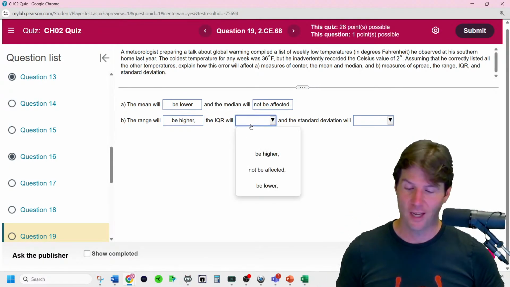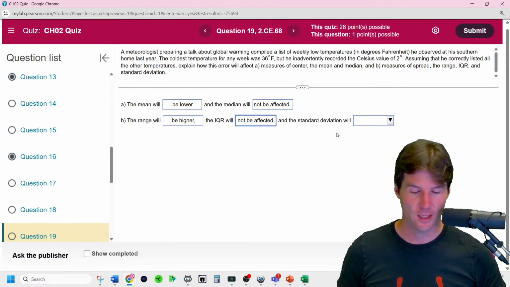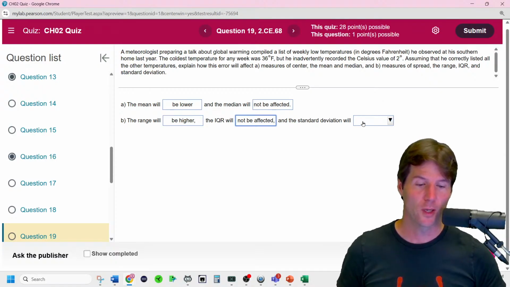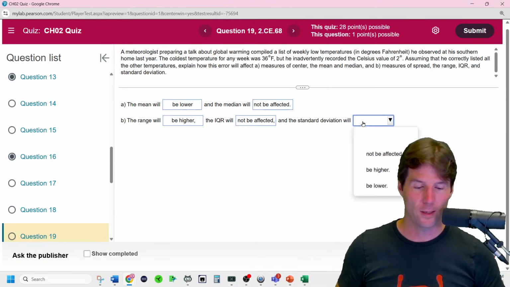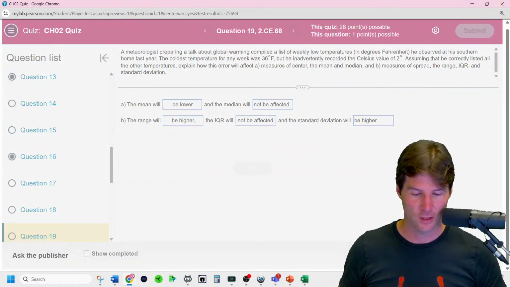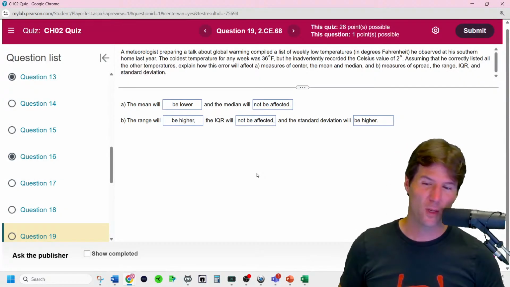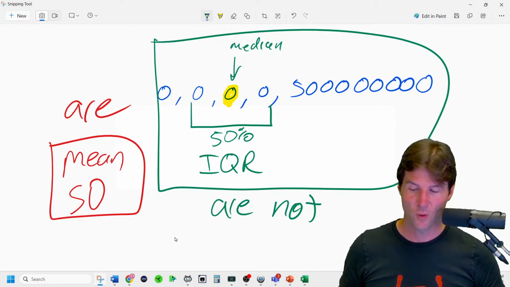The IQR will not change because outliers do not impact the IQR, and the standard deviation will be larger because he's spreading the data out more. Outliers increase the standard deviation. Any questions on this one? This is a pretty big theory one, to where the mean and the standard deviation are impacted by outliers.